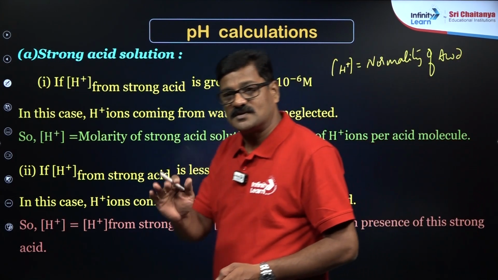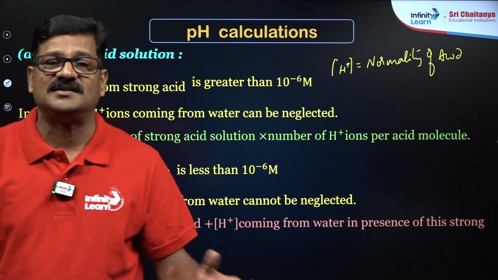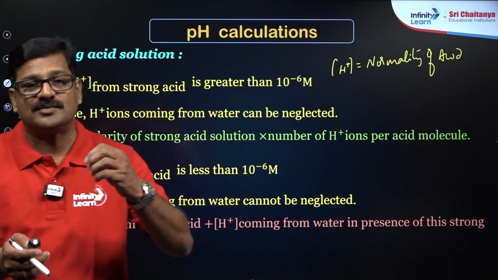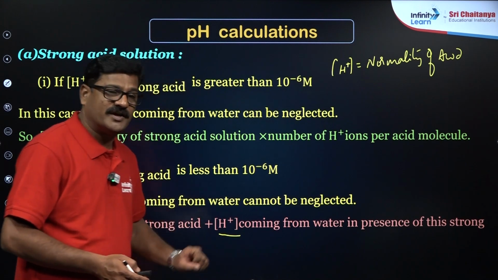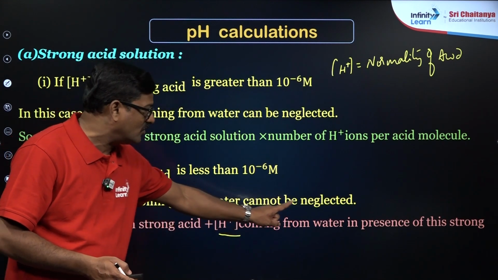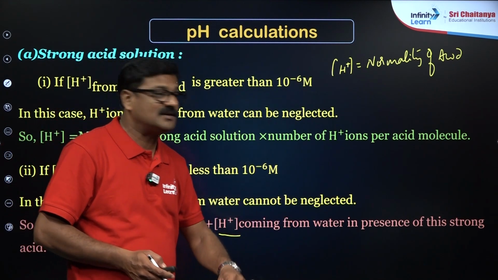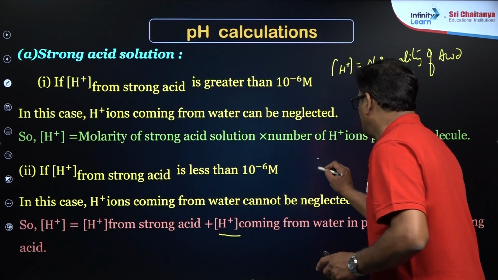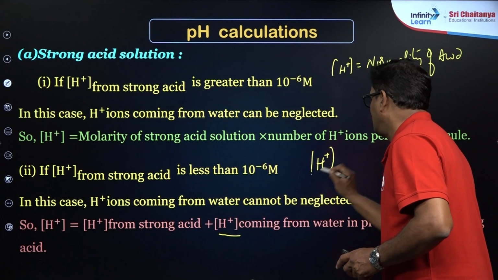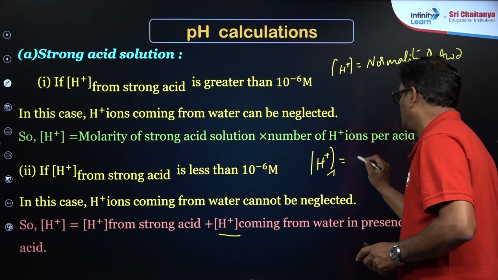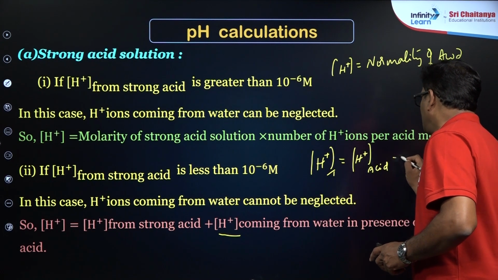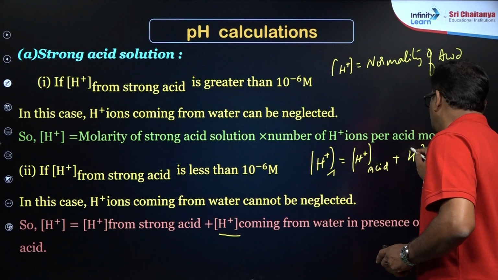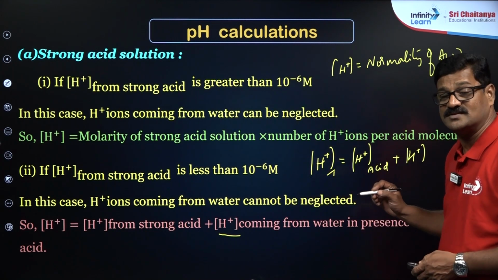Whereas if the concentration of the acid is less than 10 power minus 6, you have to take the ionization of the water. So the H plus ion coming from the water also you have to consider, so that the total H plus ion concentration is equal to the H plus ion concentration from the acid, as well as the H plus ion concentration from the self autoprotolysis of the water.